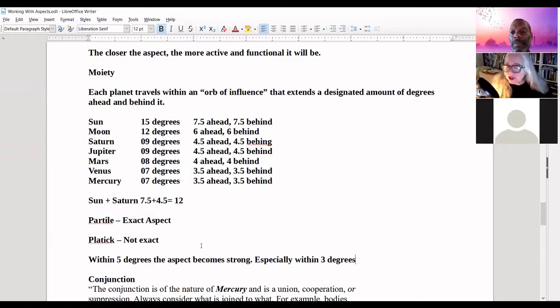And so we were looking at that in the chart that we had. We had a Venus and a Saturn that were a few degrees apart. Okay. So very strong. The closer it gets, the stronger, not better necessarily, but the stronger and more acute and more functional the actual aspect will be.